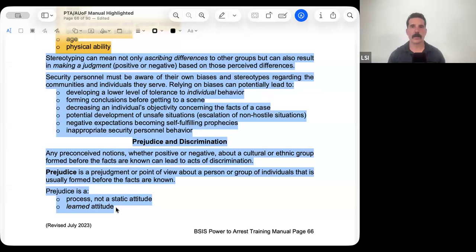Stereotyping can mean not only ascribing differences to other groups, but can also result in making a judgment, positive or negative, based on those perceived differences.